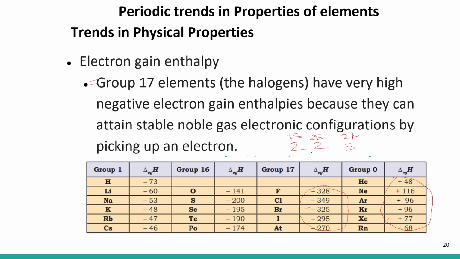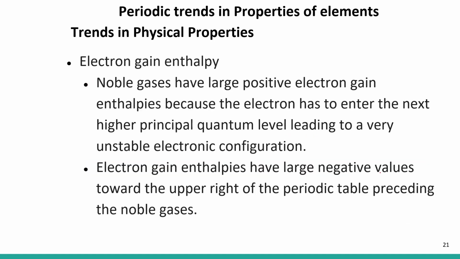So due to this reason, it will easily accept the electron and complete its octet. In this process, the energy is released for the group 17 elements. The halogens are called the group 17 elements. While in the case of noble gases, they have a large positive value. Why is it so? Because noble gases have already completed their octet, and if we add an electron to it, it will become unstable. So the unstable electronic configuration allows for the higher positive value of electron gain enthalpy.